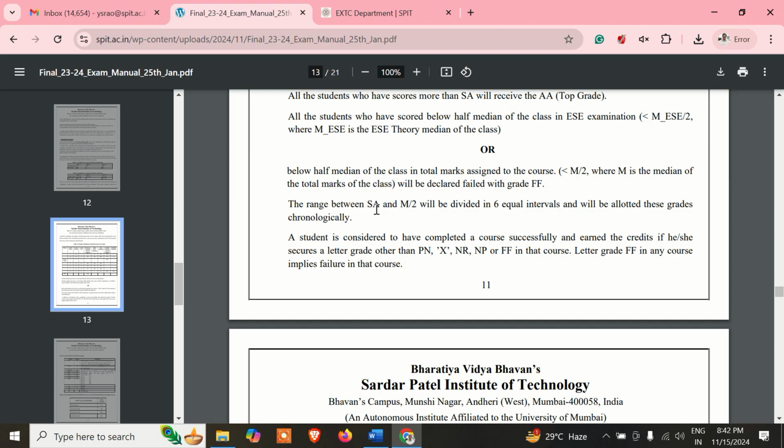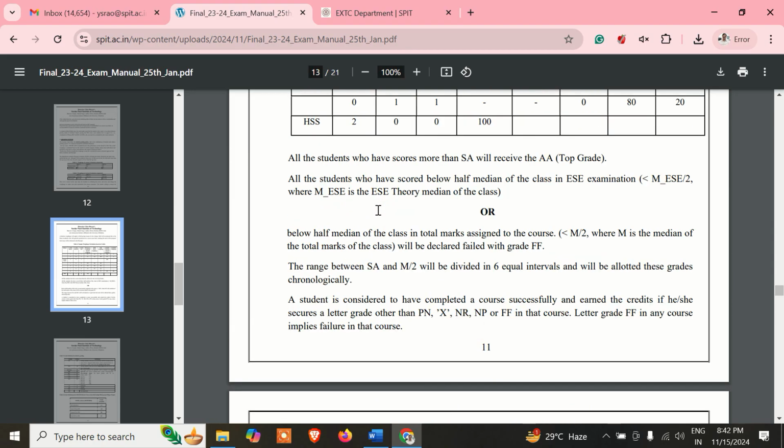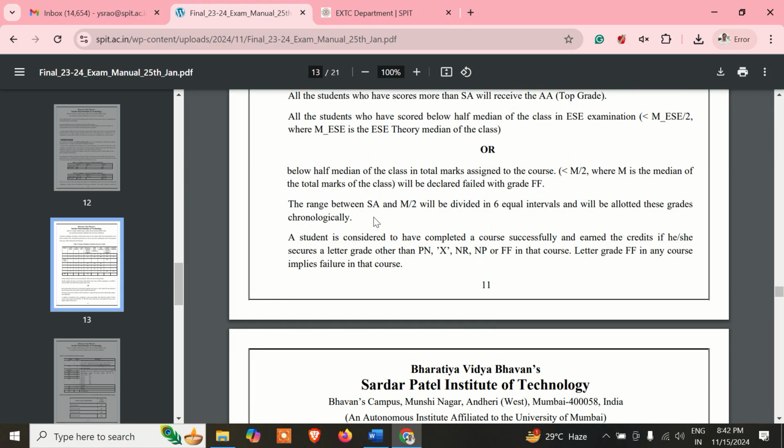So once I have an SA value, that is the summative index, and I have fixed my AA grade, below that, from my AB grade down to median by 2, the range is divided into 6 equal intervals. The grades are allocated chronologically. So the remaining 6 grades are allocated between AB and median by 2.